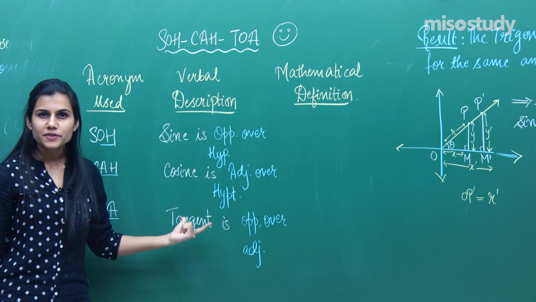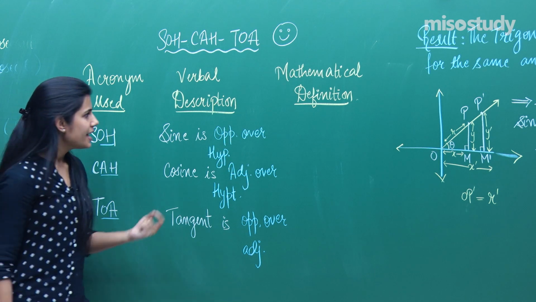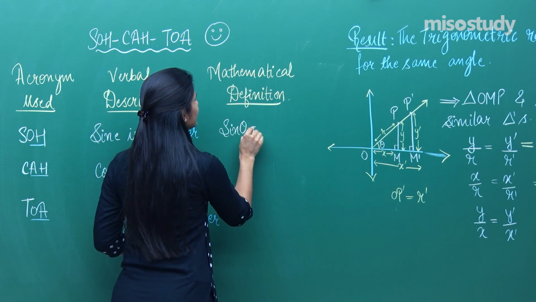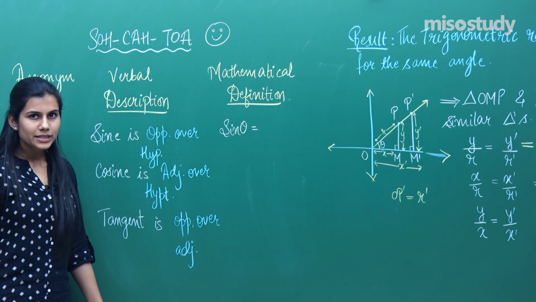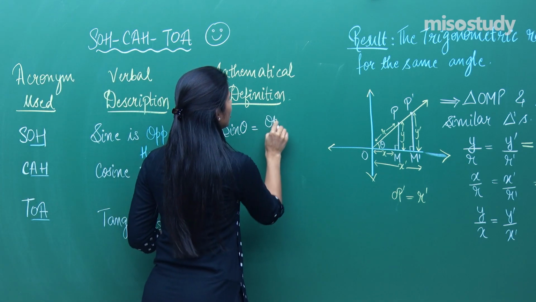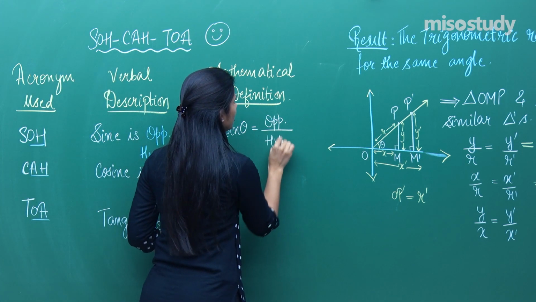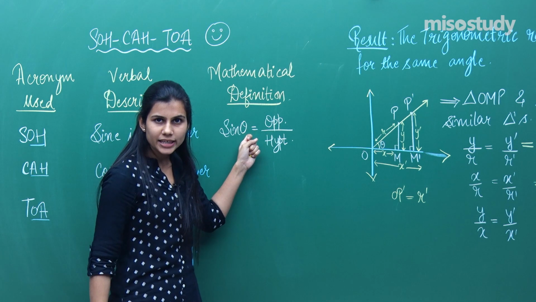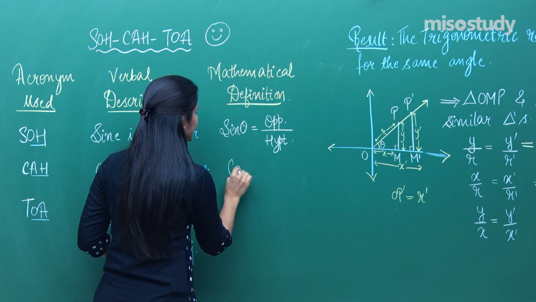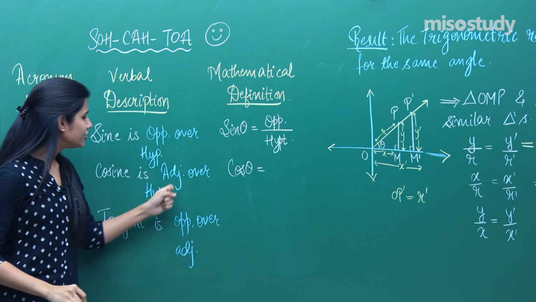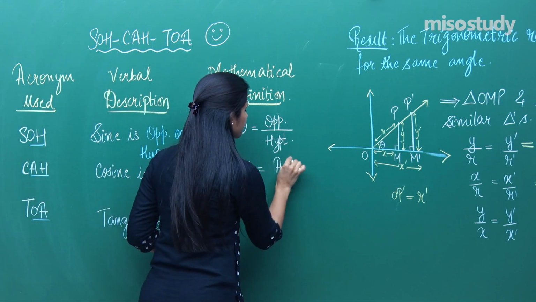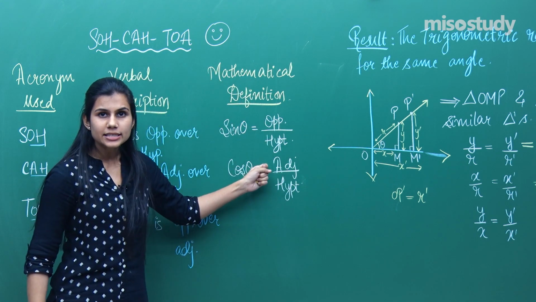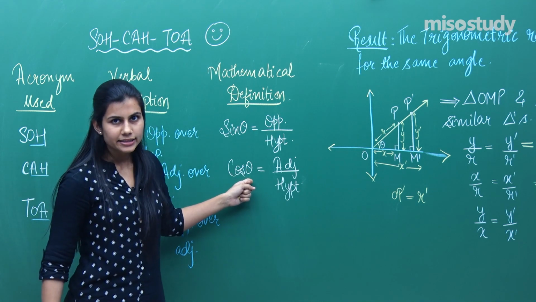You have the definitions of sine, cosine and tangent here with you. And therefore, if I move to the mathematical definition, you know that sine theta by this verbal description becomes opposite over the hypotenuse. The opposite side will be with respect to the angle theta. Cos theta becomes adjacent over hypotenuse. And again the adjacent side will be with respect to the angle theta.